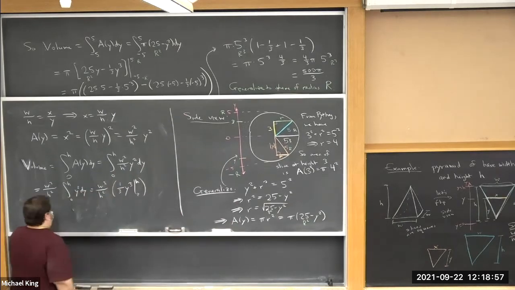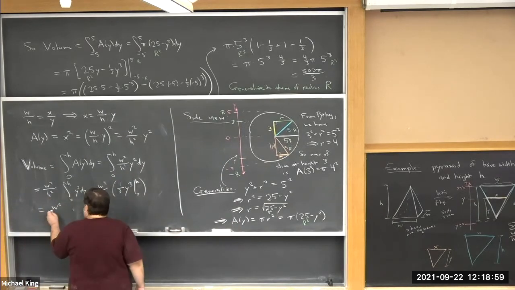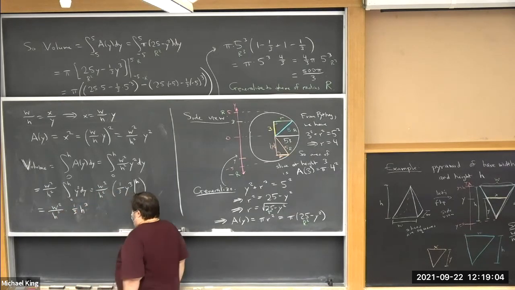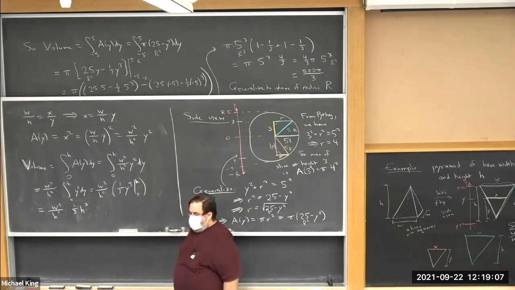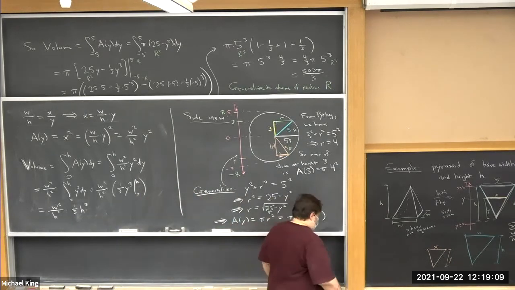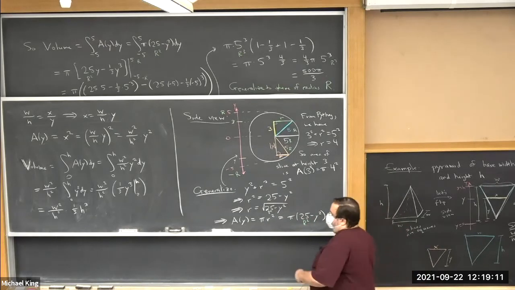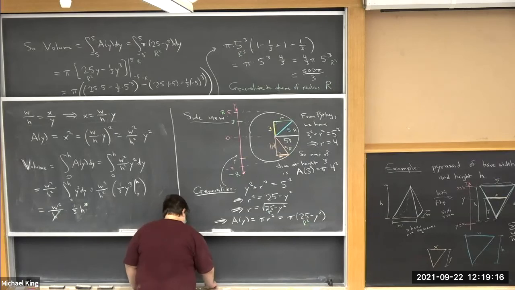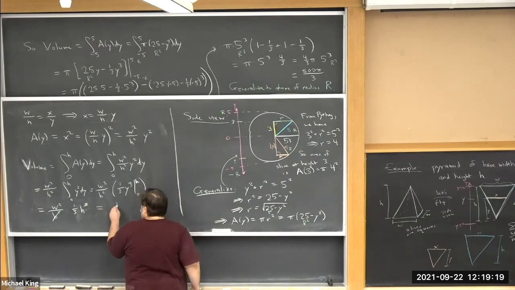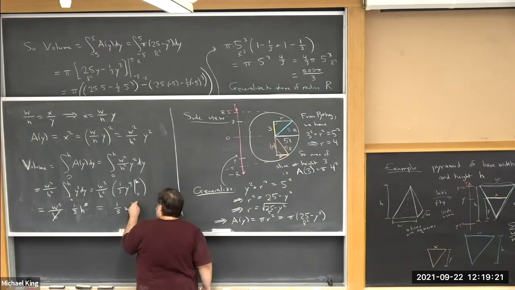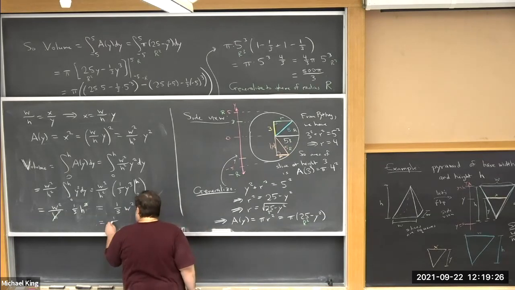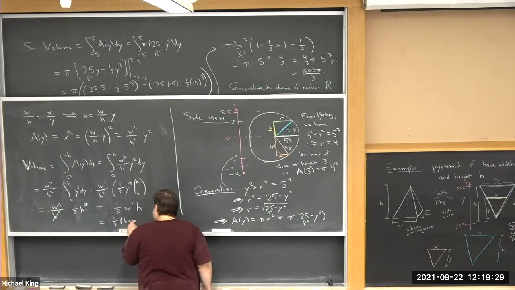So we get W squared over H squared times 1/3 H cubed. H's cancel. And the final volume is 1/3 W squared H. And that's really 1/3 base times height, if you think about it.